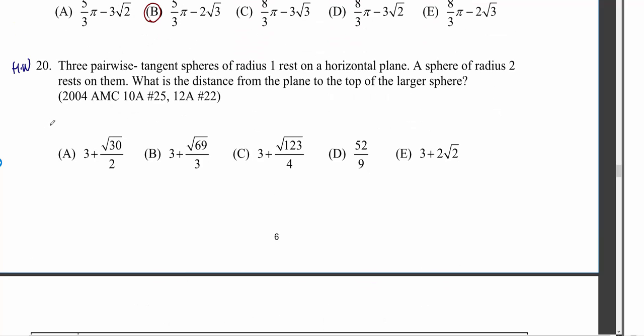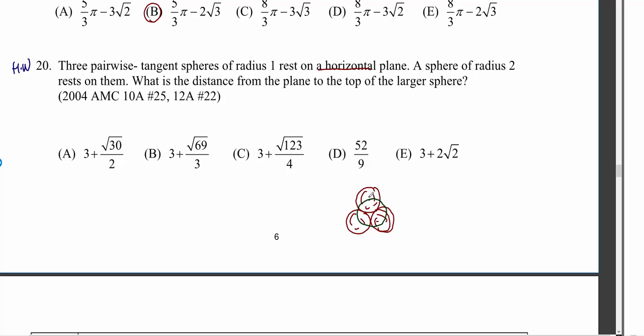Alright, number 20. We have 3 pairwise tangent spheres of radius 1 resting on a horizontal plane. Okay, we have 3 balls over here, 1, 2, 3. This is a ball, okay? A sphere of radius 2 rests on them, so we have to put another big ball up here, right? It looks like this. So what is the distance from the plane to the top of the large sphere?